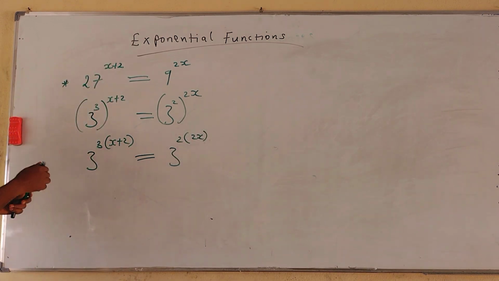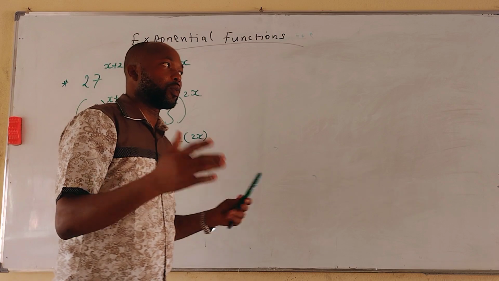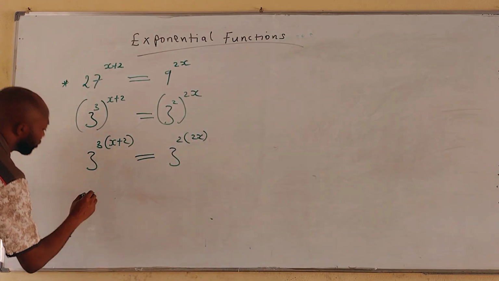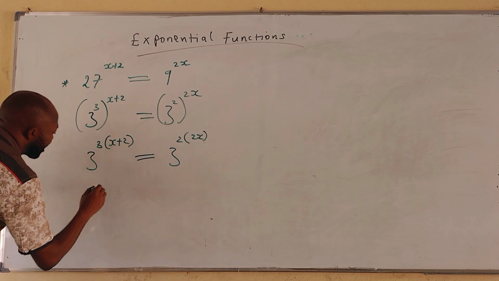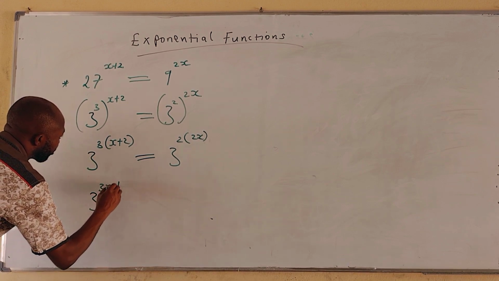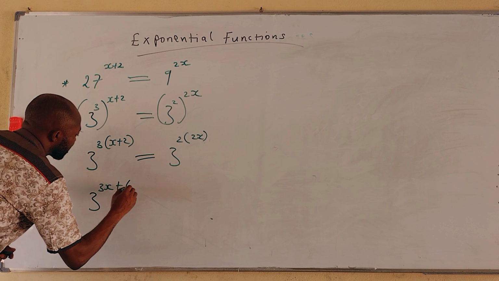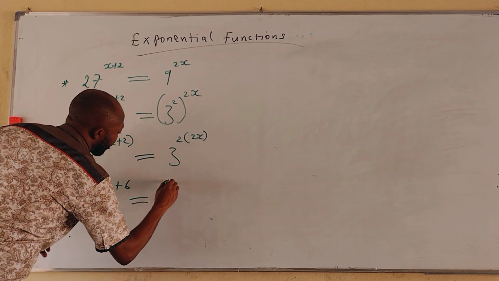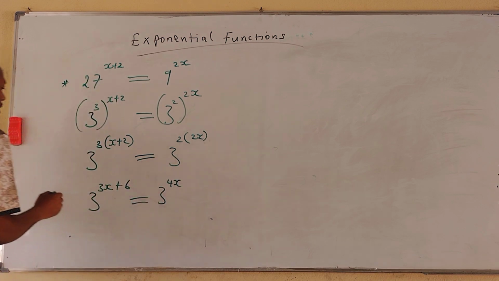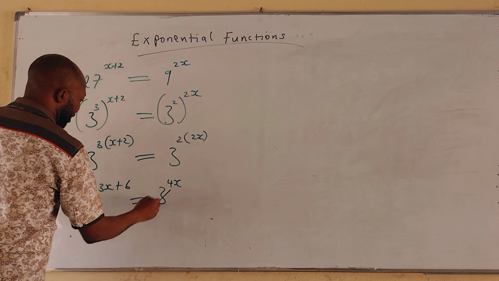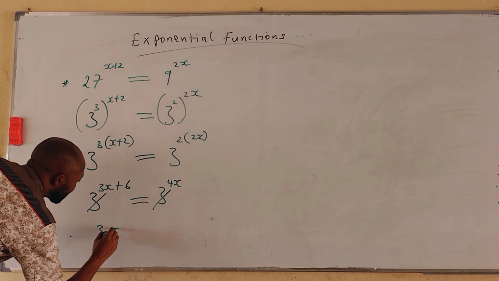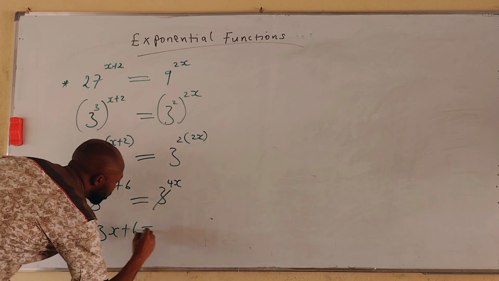I will expand this with the bracket. You resolve brackets for anything. So this is 3 raised to the power 3 times x is 3x plus 3 times 2 is 6, equals 3 raised to the power 2 times 2x is 4x. Now I have the same base, I cancel. I have 3x plus 6 equals 4x.